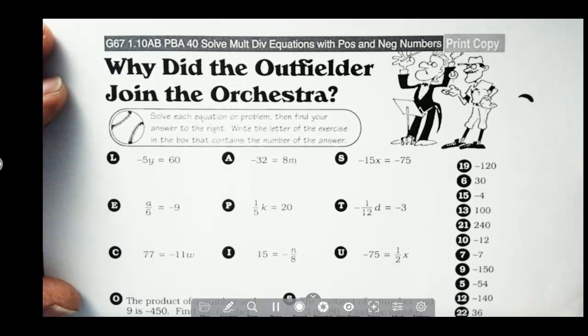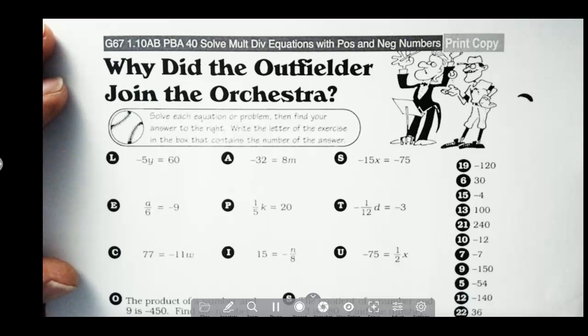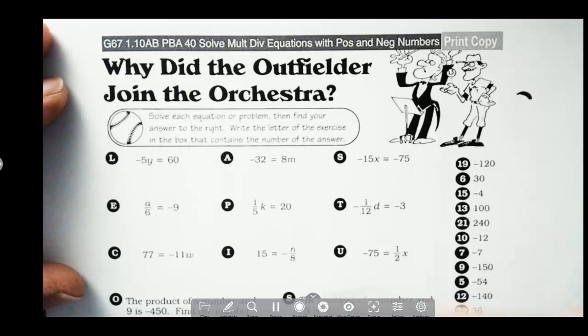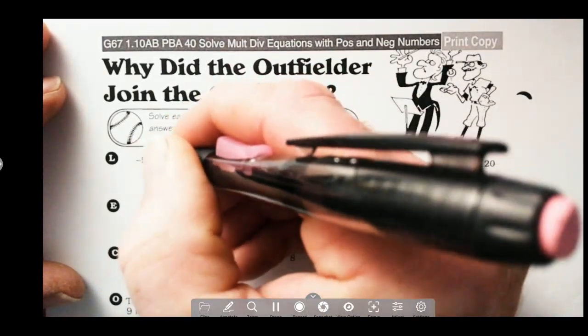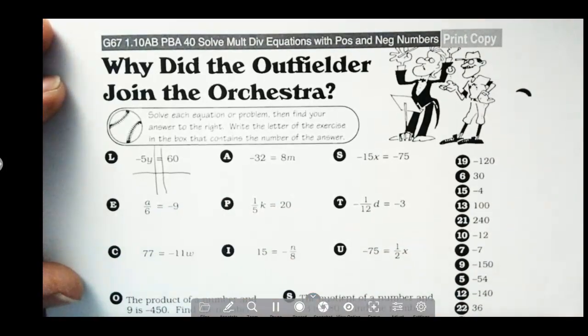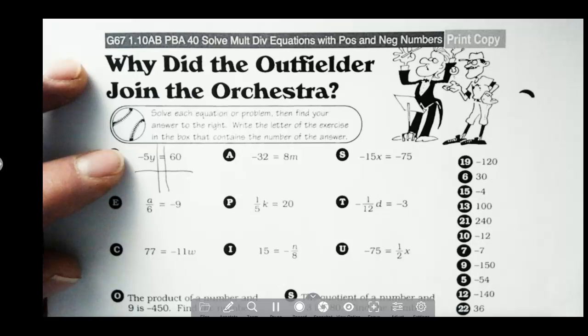Hello, today we're going to be doing a little tutorial on G67 1.10 AB PBA 40. Solving these equations. Kids are struggling a little bit with the form on this, so let's just practice these. First of all, these are all one-step problems, so we're going to have a little set of railroad tracks that look like this. We're going to use the opposite operation.